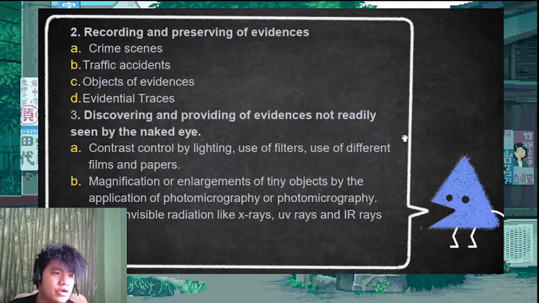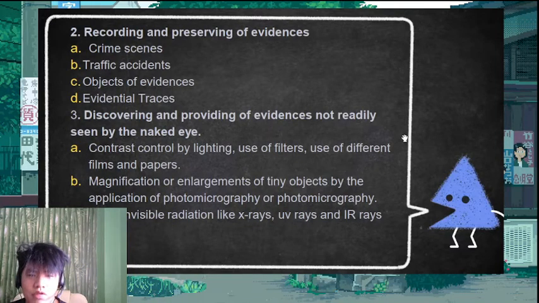So, in order for the court to know what really happened, the police needs to record all the crime scenes, the evidences, the place where the crime scene happened. Discovering and providing evidence not readily seen by the naked eye. So, our eyes are only sensitive to the white light. So, with the use of the infrared filter or the UV filter, they can see yung mga erasure sa question document sa paper, sa mga semen stain sa crime scene.